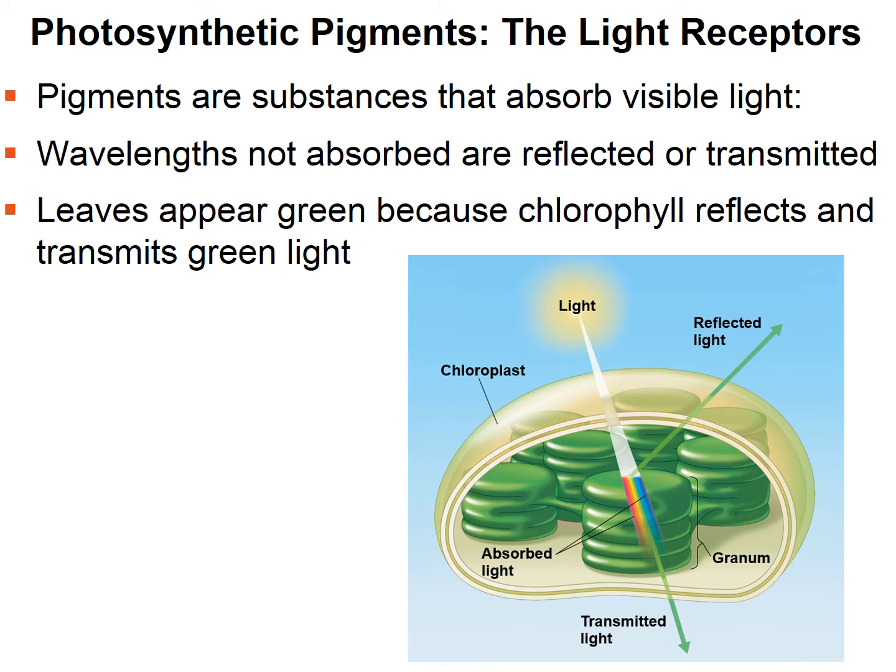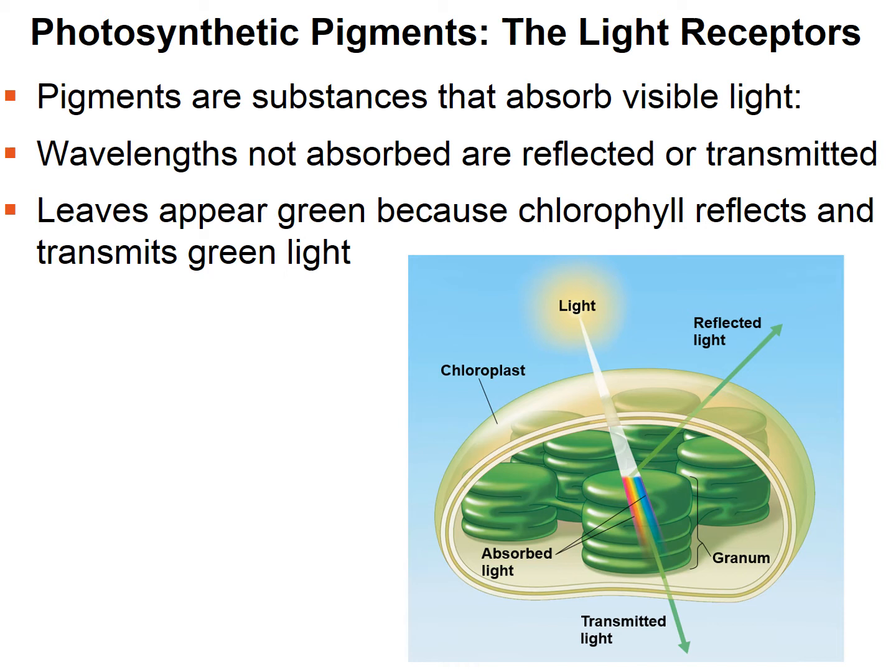Now, pigments are substances that can absorb visible light. Different pigments absorb different wavelengths. The wavelengths that they absorb disappear, so you don't see that color. Wavelengths that are not absorbed are either reflected back to your eyes or transmitted through the substance.